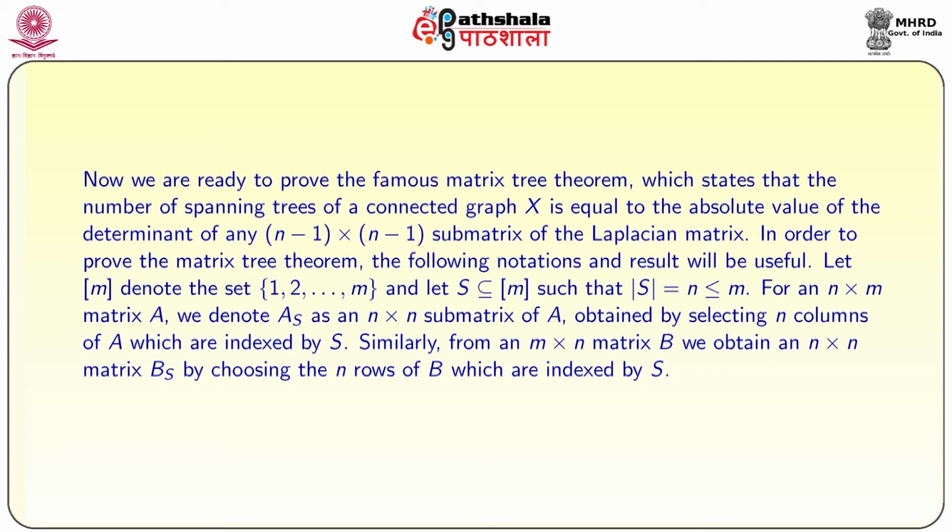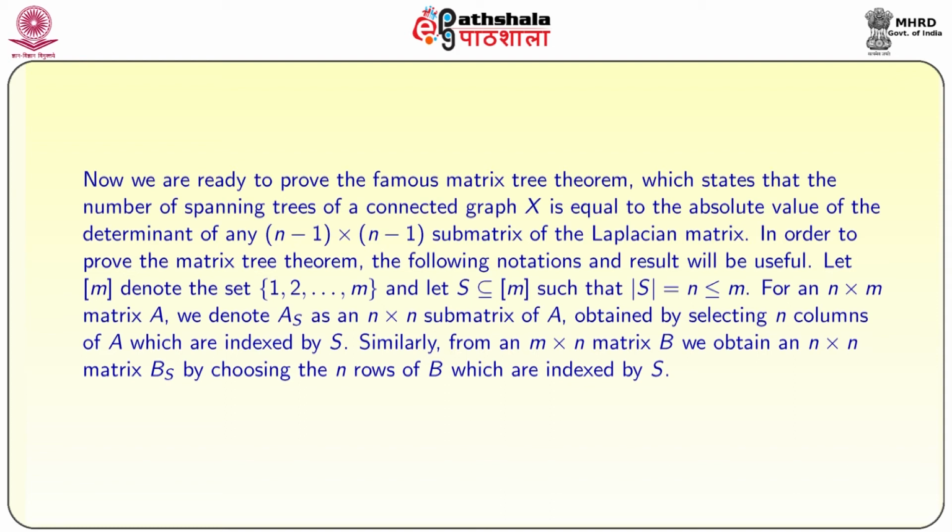Since in the Laplacian matrix the row sums and column sums are equal, in the previous result we showed that for any matrix which satisfies that condition, the determinant of any n minus 1 cross n minus 1 submatrix has the same value. So, all minors of order n minus 1 are the same, and we are going to use that. In order to prove the matrix tree theorem, the following notation and result will be useful.